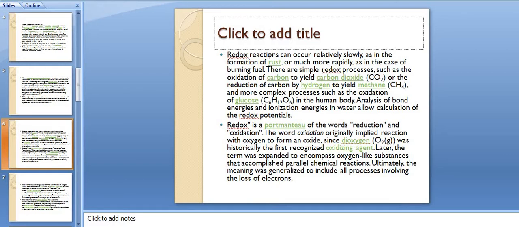Analysis of bond energies and ionization energies in water allow calculation of the redox potentials. Redox is a portmanteau of the words reduction and oxidation. The word oxidation originally implied reaction with oxygen to form an oxide. Since dioxygen was historically the first recognized oxidizing agent, later the term was expanded to encompass oxygen-like substances that accomplish parallel chemical reactions. Ultimately, the meaning was generalized to include all processes involving the loss of electrons.